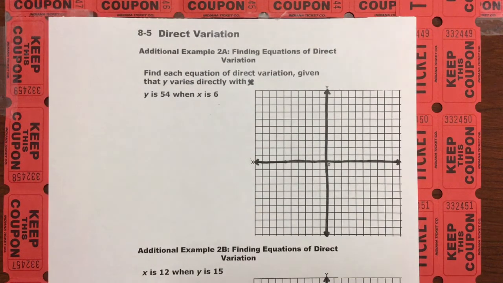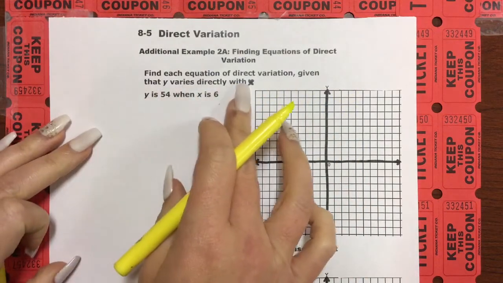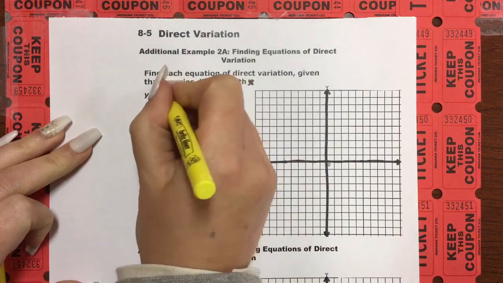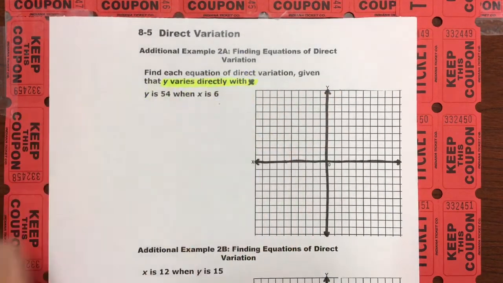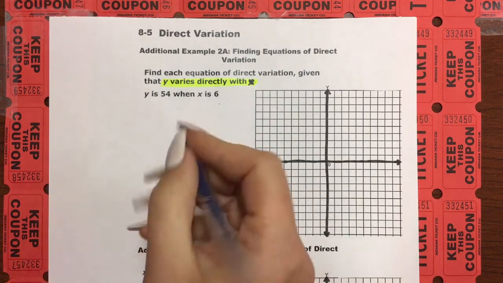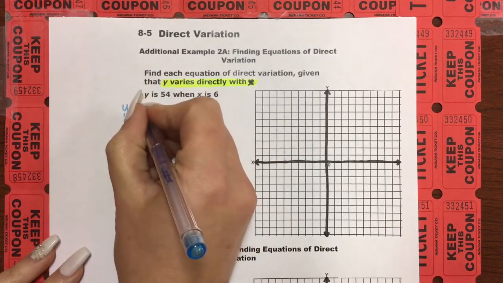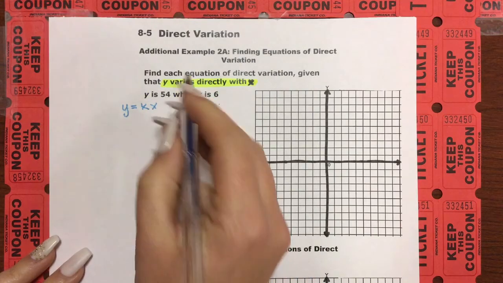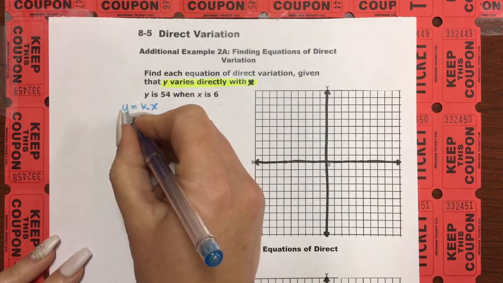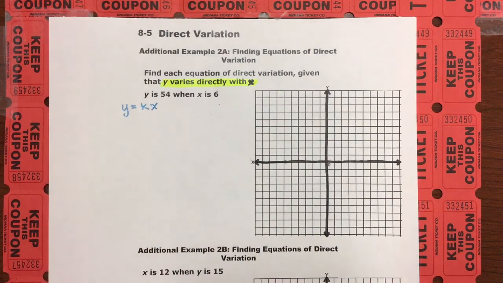What we need to know is that when we see "y varies directly with x," that is giving us the direct variation equation. That's basically saying, hey, you need to go ahead and write down y equals kx, because that's what this means. y equals kx means y varies directly with x.